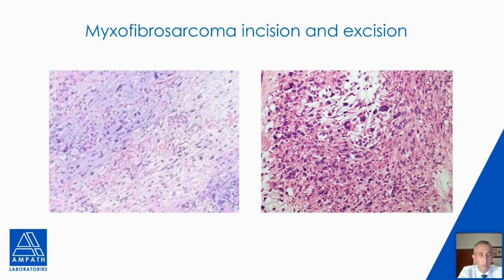This is a myxofibrosarcoma. This is a soft tissue tumor. On the left is the incision biopsy. Here the tumor appears low grade and hypocellular. Yet on the right, with the excision biopsy, it was high grade and much more cellular with more pleomorphism visible.